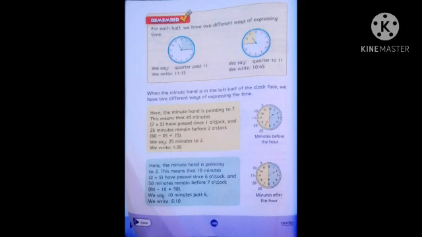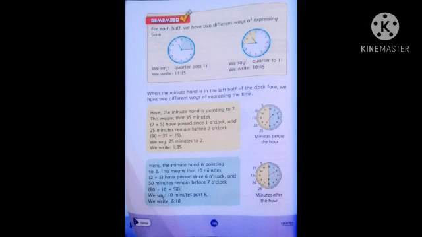168. Here the minute hand is pointing to 7. This means that 35 minutes, 7 multiplied by 5, have passed since 1 o'clock and 25 minutes remain before 2 o'clock. That means 60 minus 35 equals 25. And we say 25 minutes to 2. We write it 1:35.